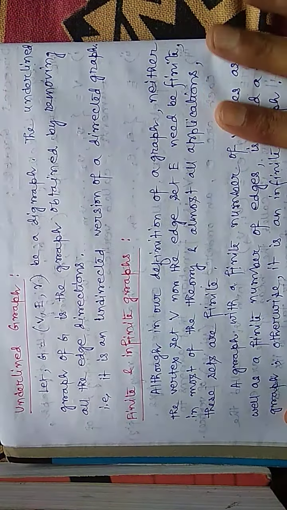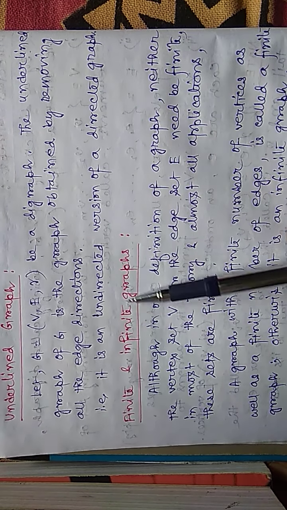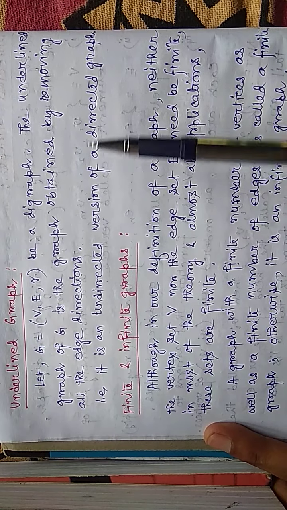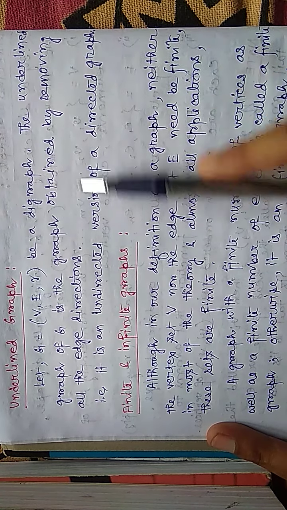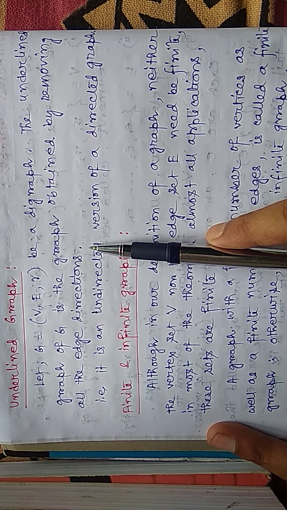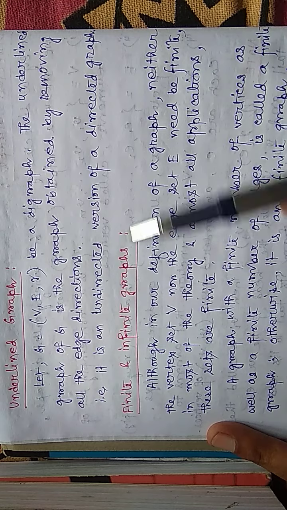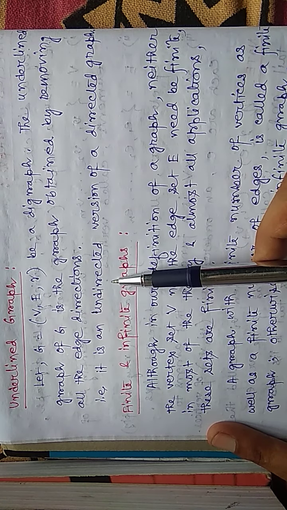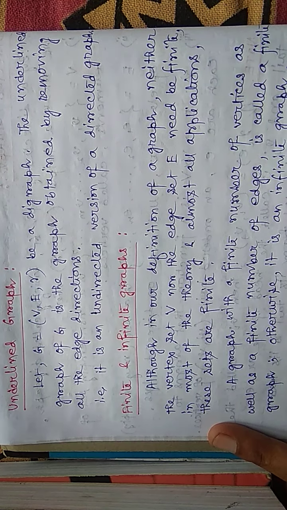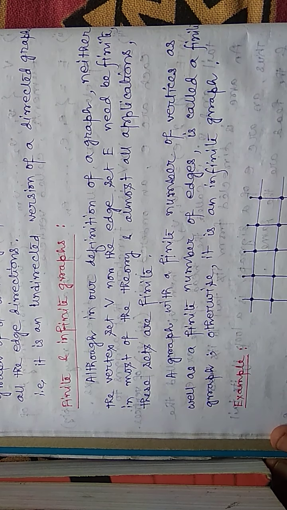Next, come to the definition of underlying graph. Let G equals V, E, gamma be a digraph. The underlying graph of G is the graph obtained by removing all the edge directions. Okay, that means a graph obtained from a directed graph. That means it is an undirected version of a directed graph. That's all.